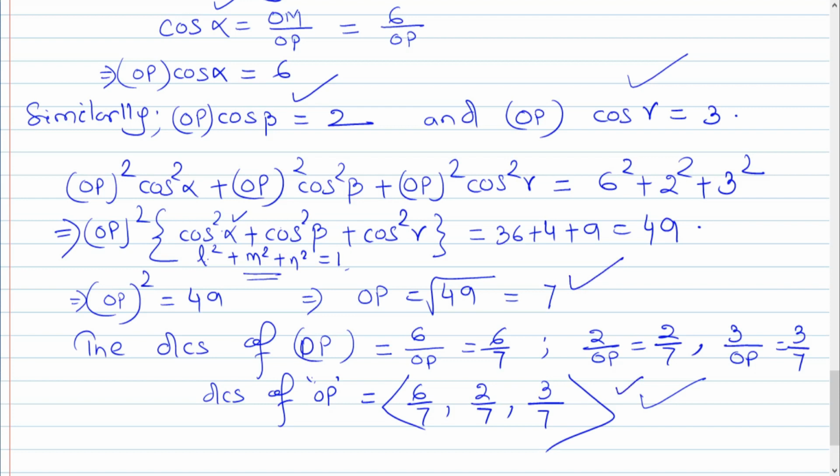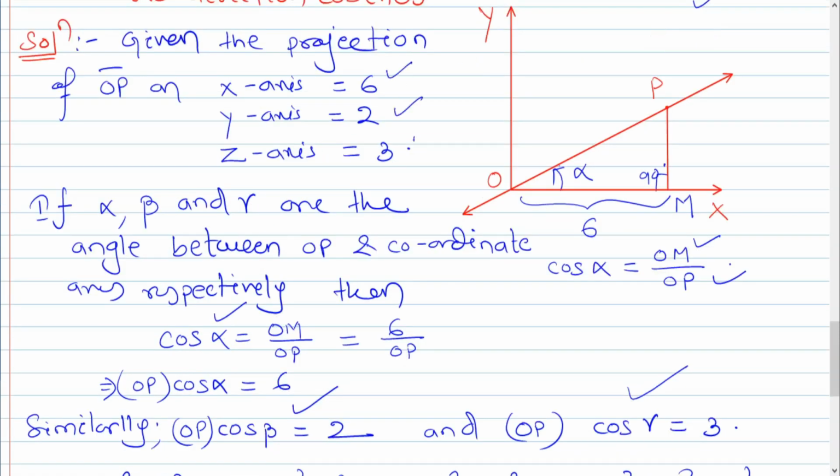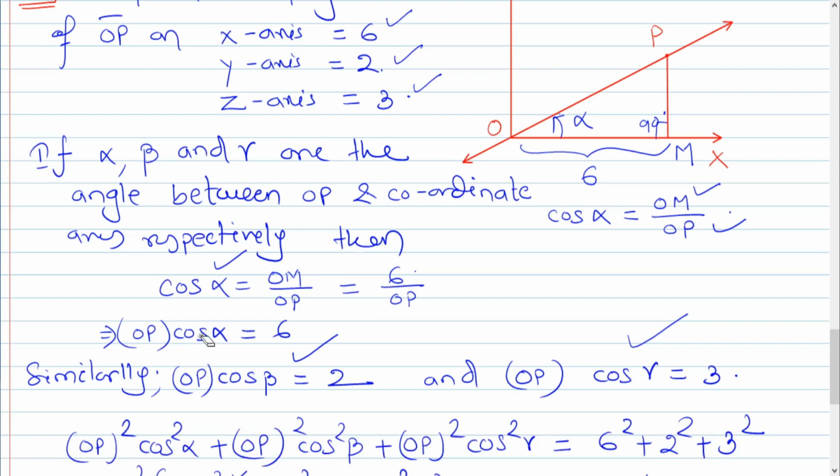How can you do it as a shortcut? You can write it like this. If the projections given are 6, 2, 3, then cos alpha is equal to 6 by OP, then OP cos alpha is equal to 6. Similarly OP cos beta is equal to 2 and OP cos gamma is equal to 3. Then squaring all of these, OP square cos square alpha is 6 square, OP square cos square beta is 2 square, OP square cos square gamma is 3 square.